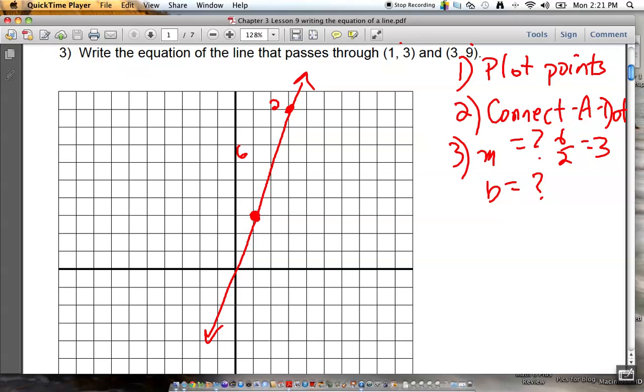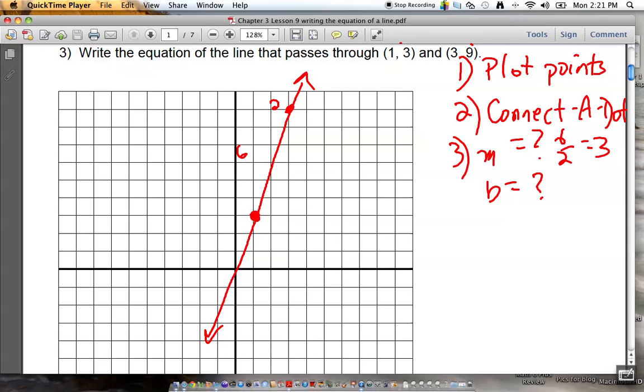You could, on the test, write 6 over 2. If it was like a fill-in-the-blank question, you could write 6 over 2, and you would get full credit. The problem is if it's a multiple-choice question. I don't think they'll put 6 over 2. I think they'll just put 3. So you need to know how to simplify that, okay?